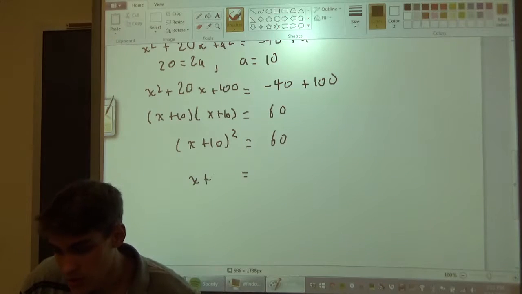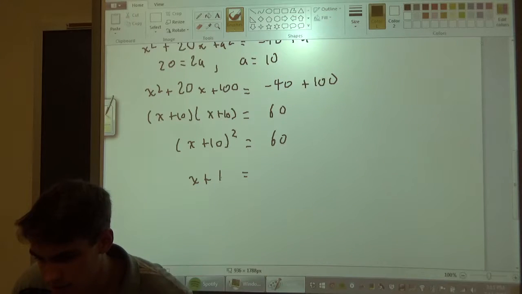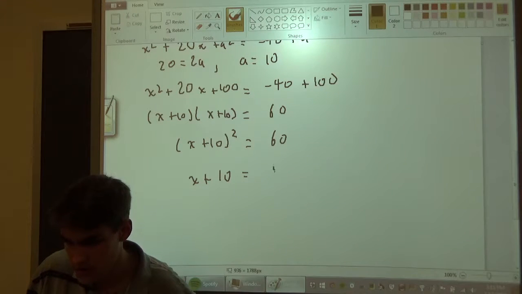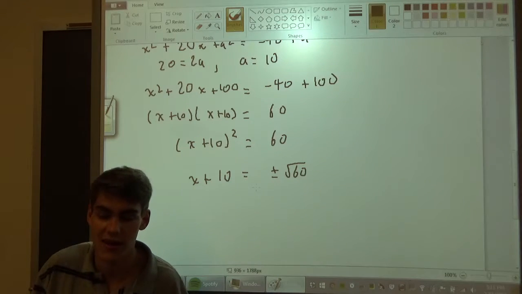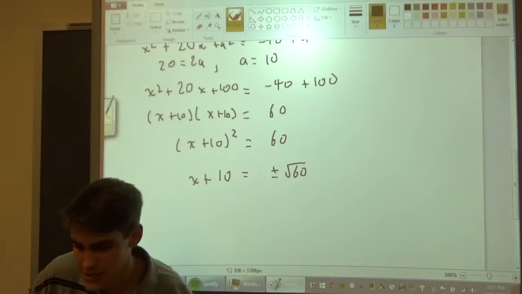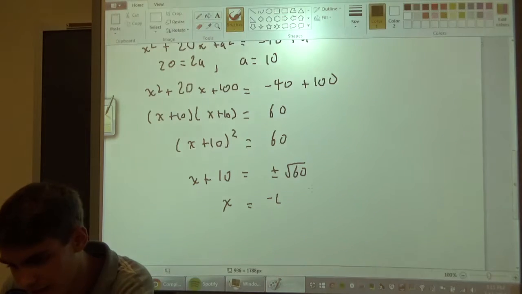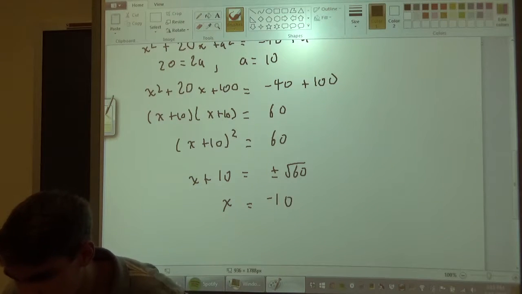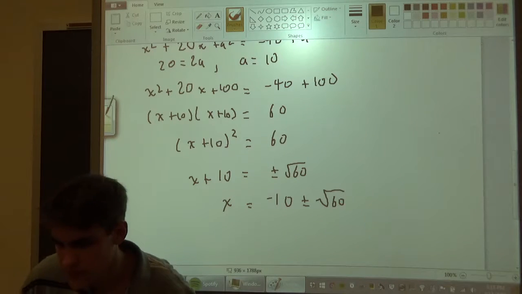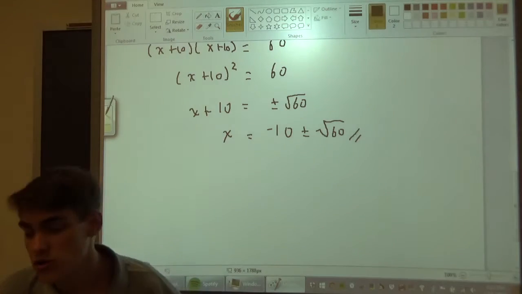So what we can do is, that's not a 10. This is a 10. We can take the square root of 60, plus or minus the square root. You have to do that because it's an equation, so you always have to do the plus or minus when you're taking the square root of things. And then we just move the 10 over. So we get negative 10 plus or minus the square root of 60. And that's our final answer. And that's how you would solve a harder to solve quadratic.